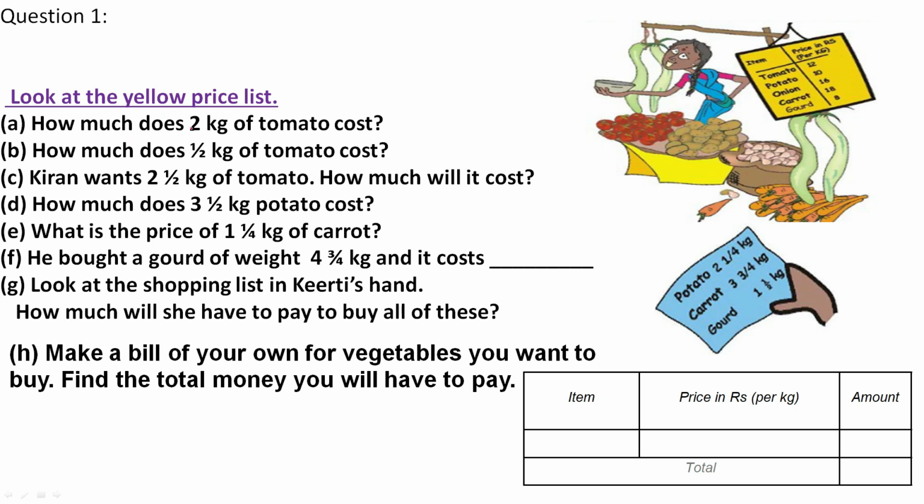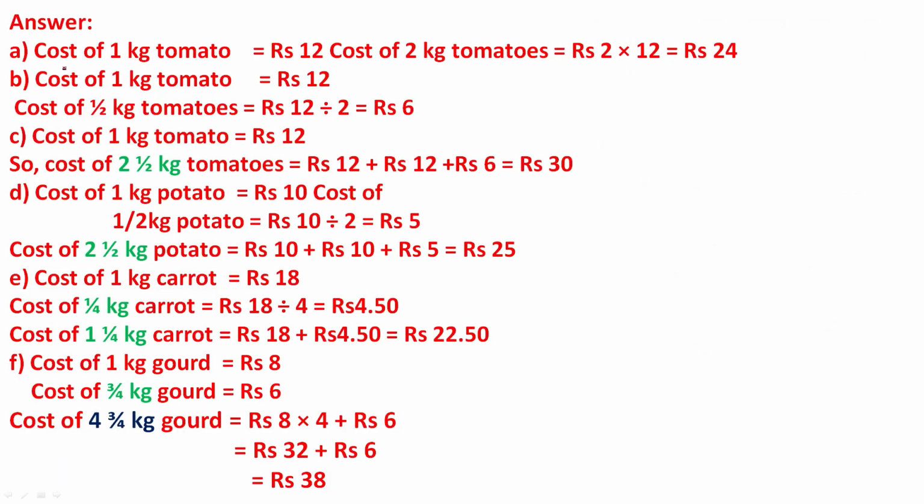How much? Look at the yellow price list. Tomato 12 rupees, potato 10 rupees, onion 16 rupees, carrot 18 rupees, bottle gourd 8 rupees, it is given. Now how much does 2 kilogram of tomato, half kg of tomatoes, and 2.5 kg of tomatoes cost? We are going to find it. Now the cost of 1 kg tomato, it is given 12 rupees.